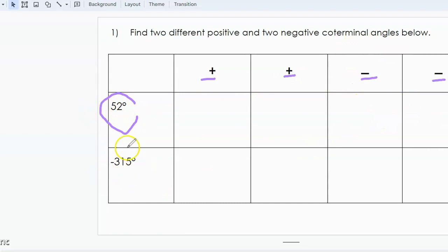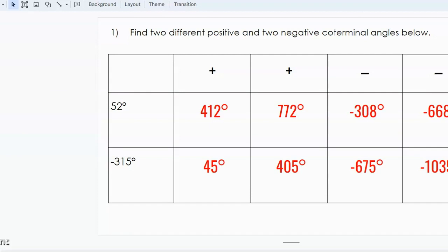And then you're going to do the same thing for negative 315 degrees. So give this video a pause while you do it, and then you can unpause it to check your answers. Hopefully you have paused your video and now you're ready to check your answers. So here you go. Please make sure you have something similar to this. Again, these are not your only possible answers.